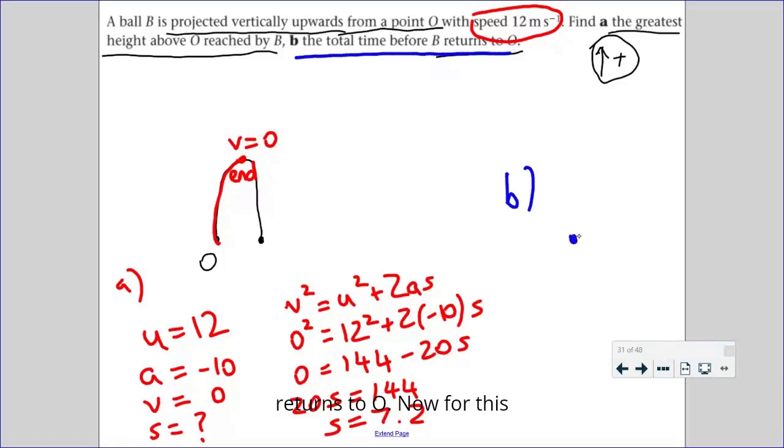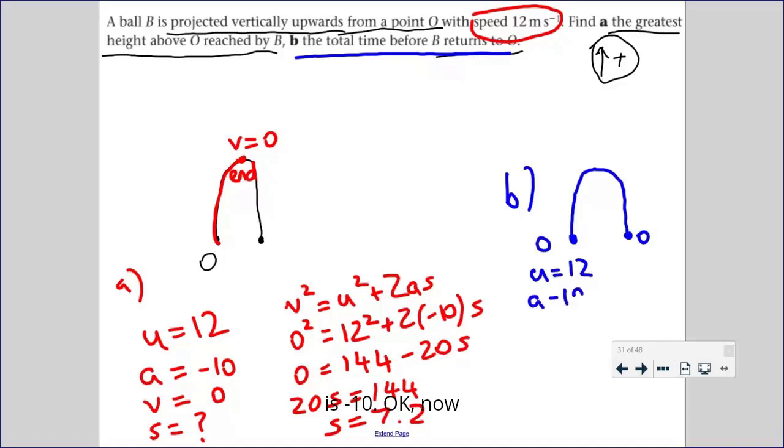Okay. Now, for this one, we are modeling not just to the top, but all the way back to O. Okay. So once again, u is equal to 12, a is minus 10. Okay. Now, we don't have the final speed here because we are modeling back to the bottom. Okay. When it hits the ground, the speed is not going to be zero. Yep. As I said before, when it hits the ground, there will be some speed, but we don't know what it is. So we can't say the final speed is zero because hitting the ground is the final speed, which we don't know.